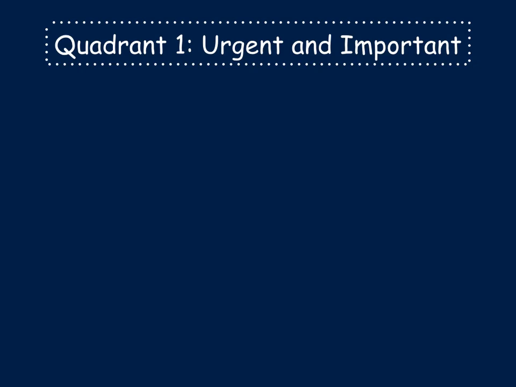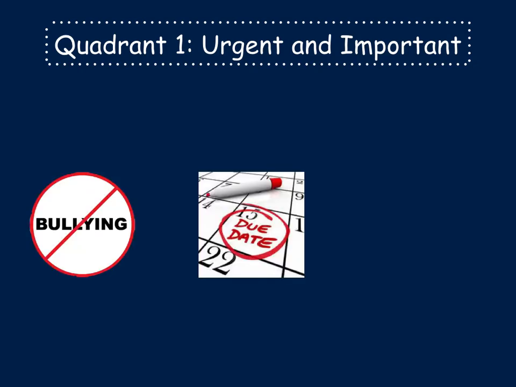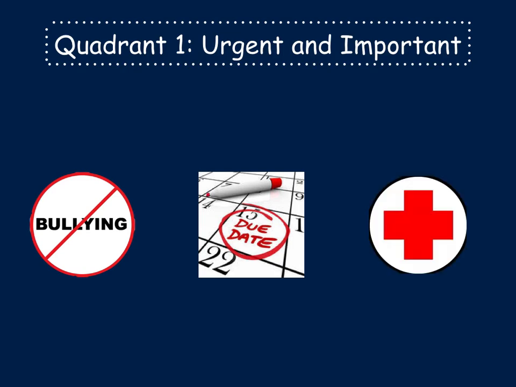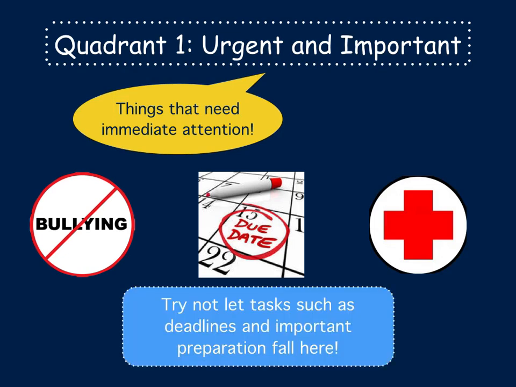Quadrant 1, the urgent and important. This quadrant consists of things which need to be attended to right away as a matter of urgency and importance. This usually involves emergencies, such as bullying incidents at school, impending important deadlines, and medical issues that need instant attention. Things that fall into this quadrant cannot be left for a later stage or ignored. Try not to let tasks such as deadlines and important preparation fall here.